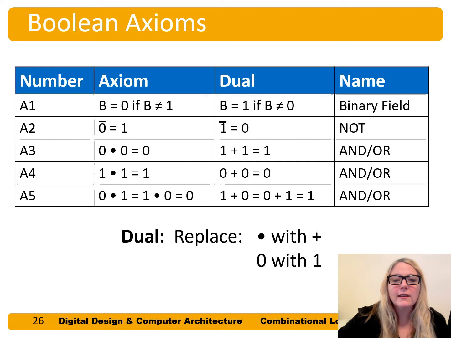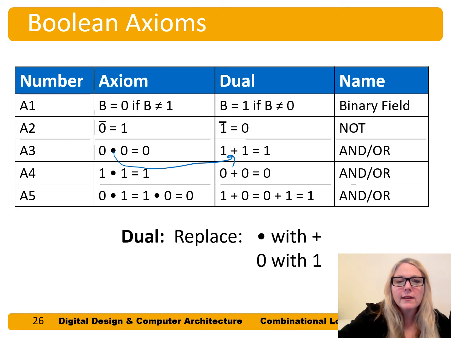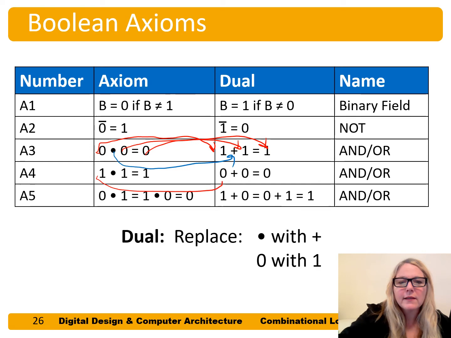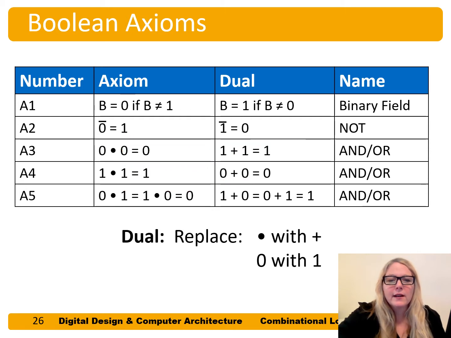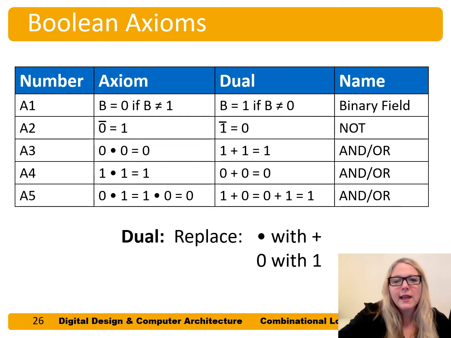And then we can introduce the dual form where we replace our ands with ors, our zeros with ones, and ones with zeros, right? So we replace ands with ors, ors with ands, zeros with ones, ones with zeros, and we get the dual form of the axiom.